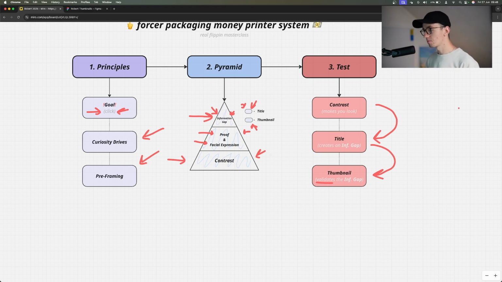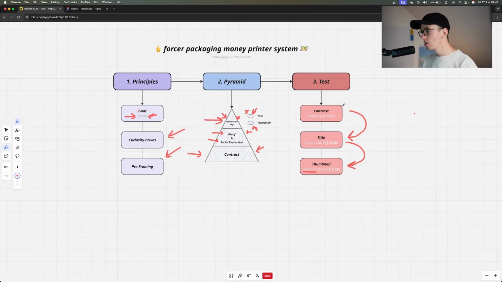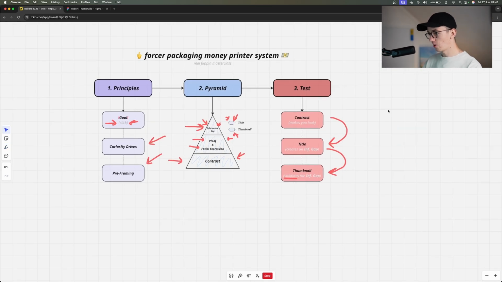Title and thumbnails. So that was the information. This was the ClickForcer packaging money printer system. And now we are going to go into a stage where we are together going to create our own title and thumbnail for this exact video. As I already mentioned, I have an idea where I want to go, but now it's about finalizing this idea.